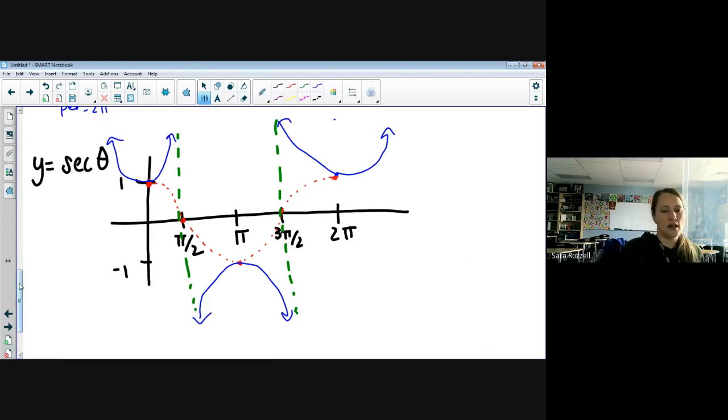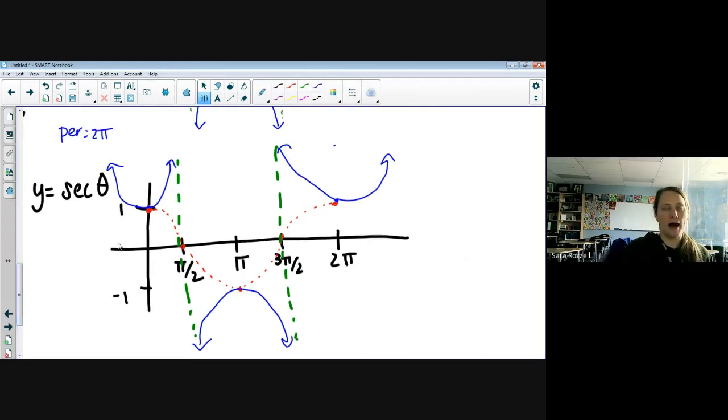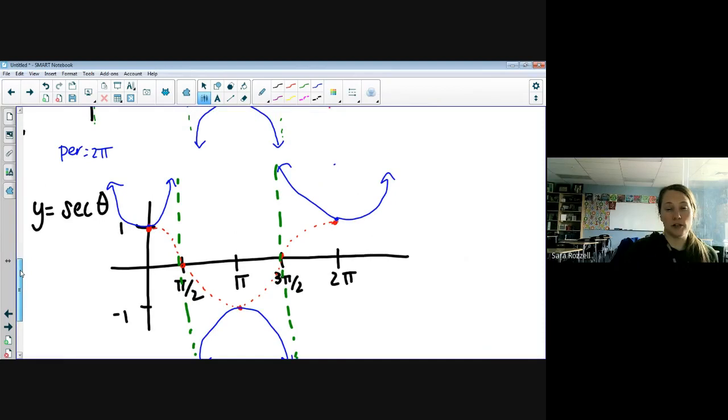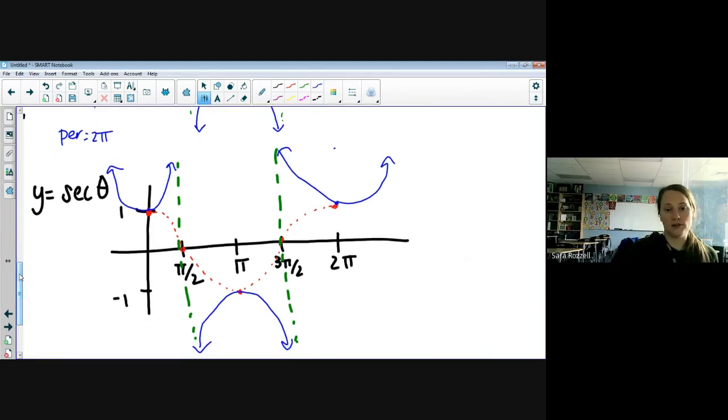So secant and cosecant are just shifted over pi over 2 from each other, just like sine and cosine were. Its period is 2 pi. It takes from here to here to start repeating. The difference is where the asymptotes are. Asymptotes are on whole pies for cosecant, half pies for secant. It corresponds to zeros from sine and cosine.